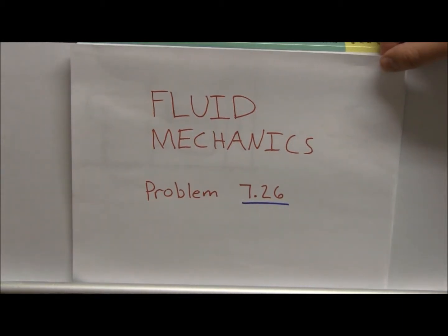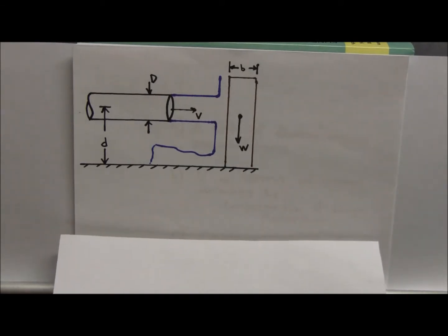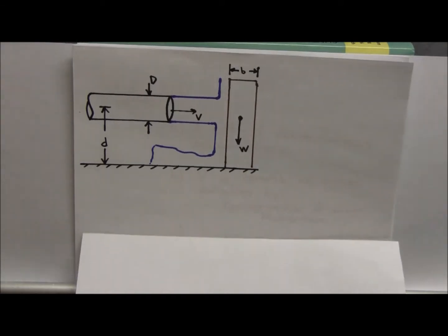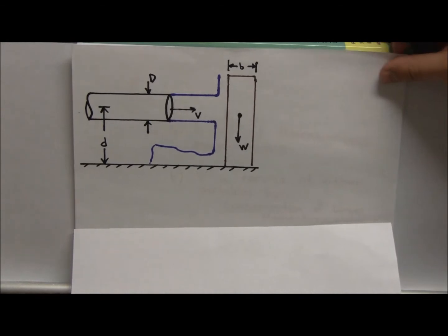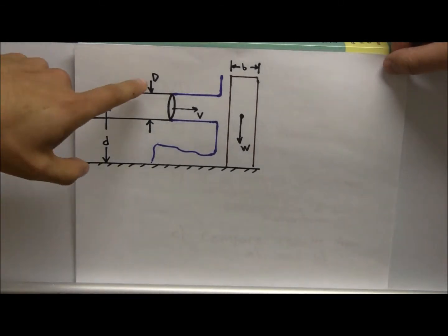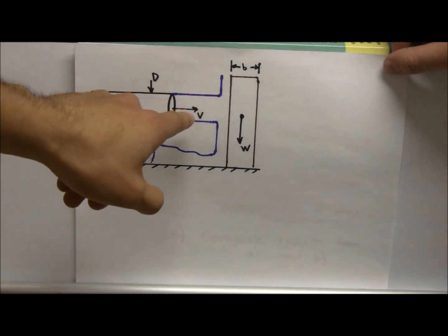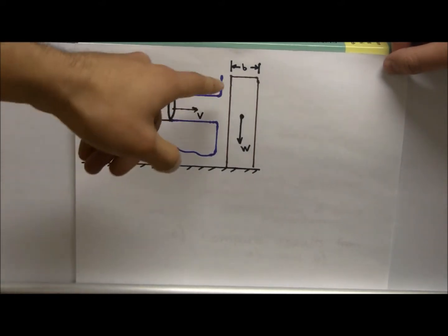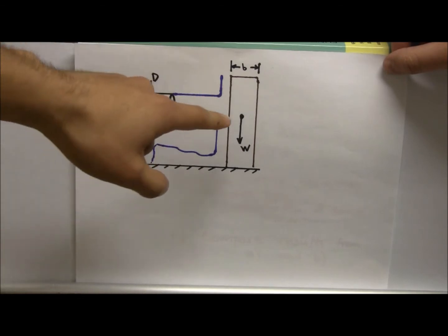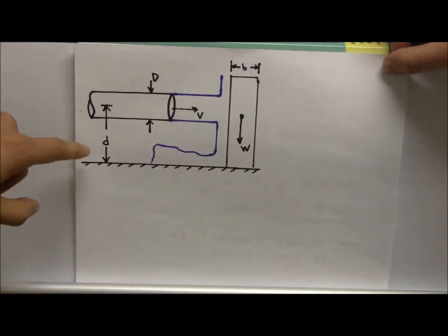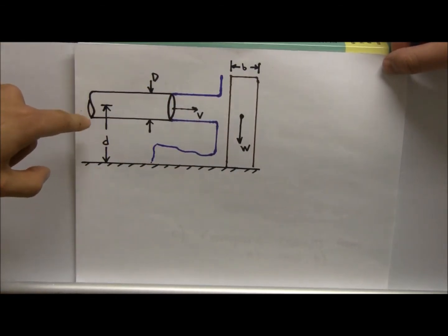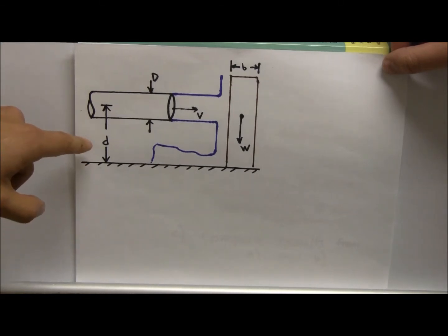Okay, this is a fluid mechanics problem, and we are solving problem 7.26. So the problem gives us a diagram, and we see that we have the variable names here. Capital D is the diameter of our pipe. The velocity of the jet is capital V. Width of the block is B. Weight of the block is W, and the distance of the center line to the ground is lowercase d.